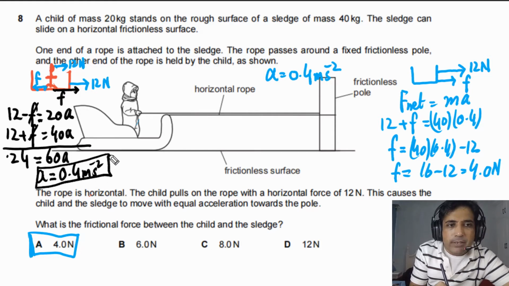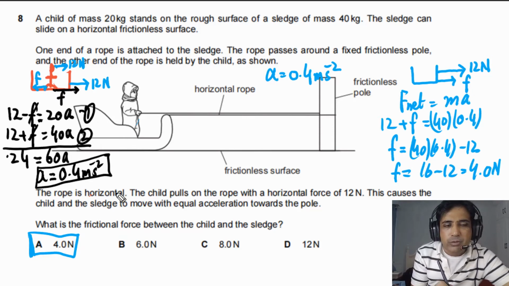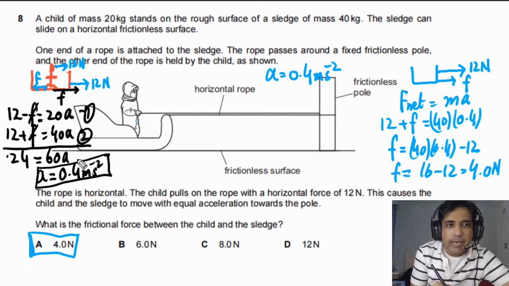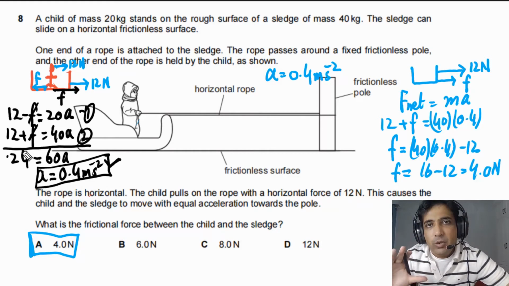And now we have the value of A, and we can use any equation from here. We can use equation 1 or equation 2, and we can find out the value of friction as we have done before. So this is another way to find the value of acceleration. You can write down the equations, solve them, and find the value of A. If you have the value of A, then you can find the value of F. Very nice question on mechanics.